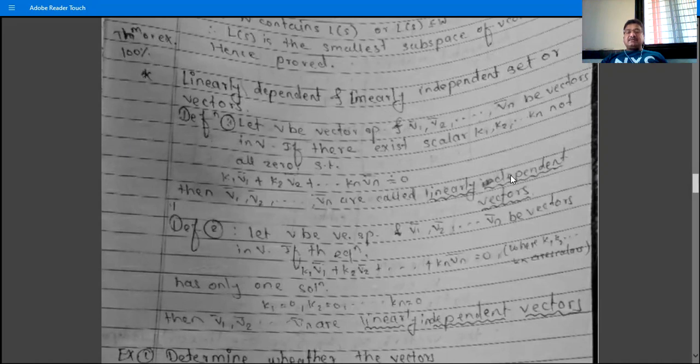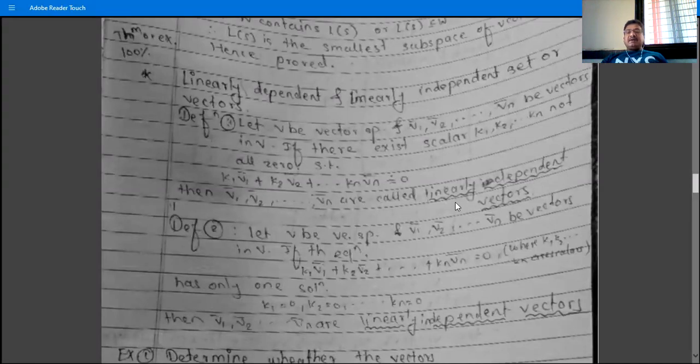Linearly dependent vectors. And if we form the set of v1, v2, ..., vn, suppose S is the set of v1, v2, ..., vn, then if there exist scalars k1, k2, ..., kn, not all 0. This phrase is important: not all 0. These k1, k2, ..., kn are not all 0, but their linear combination with v1, v2, ..., vn is 0.